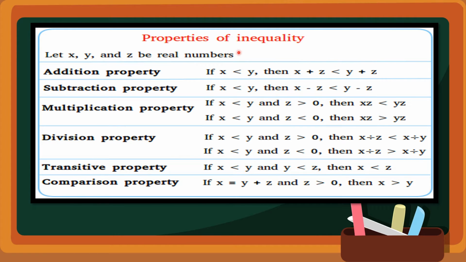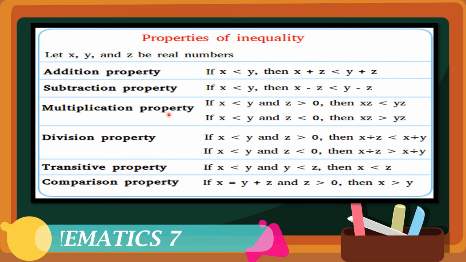Here are the properties of inequality. Let x, y, and z be real numbers. Addition property. If x is less than y, then x plus z is less than y plus z. Subtraction property. If x is less than y, then x minus z is less than y minus z.